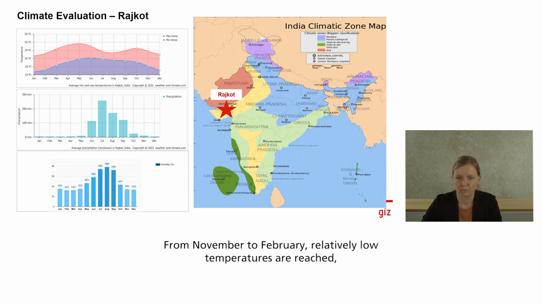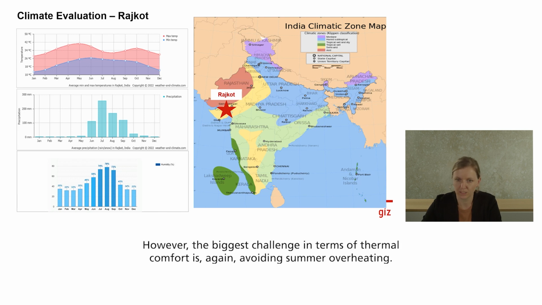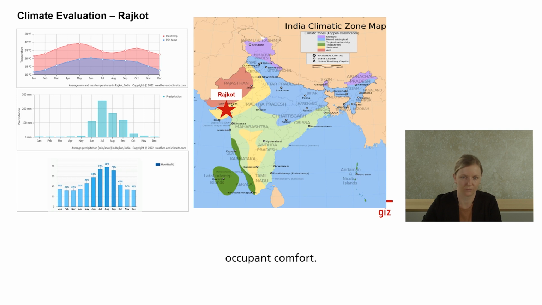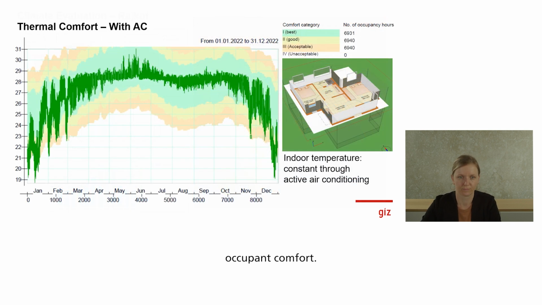From November to February, relatively low temperatures are reached, which will require some heating. However, the biggest challenge in terms of thermal comfort is again avoiding summer overheating. Here we have again tested various measures and calculated how they affect occupant comfort. On the right side, we see again the simplified representation of the layout of the buildings in RAJKOT.